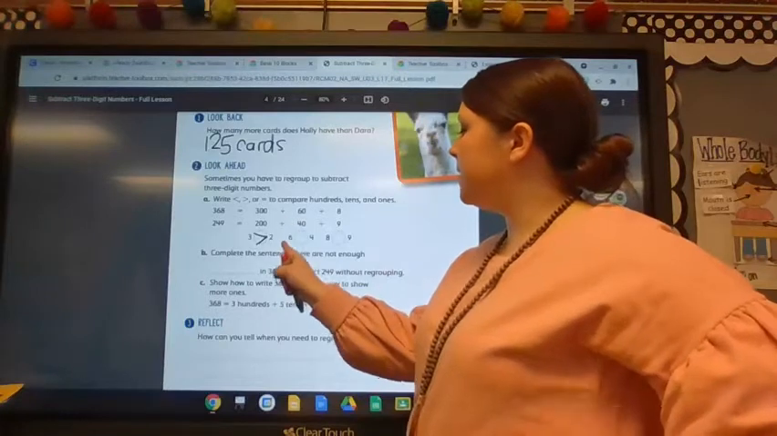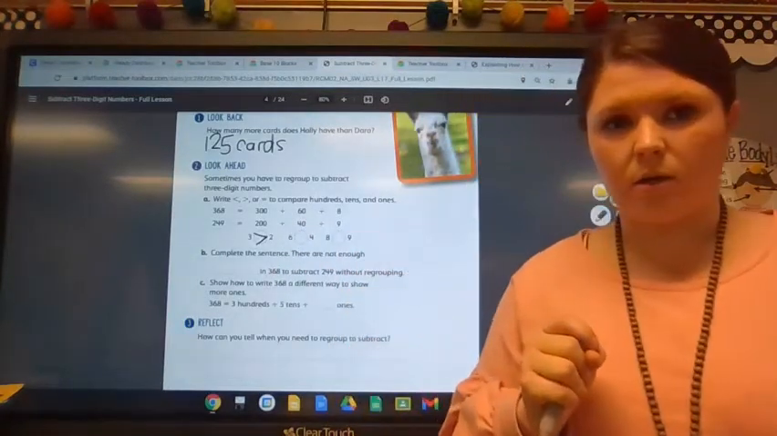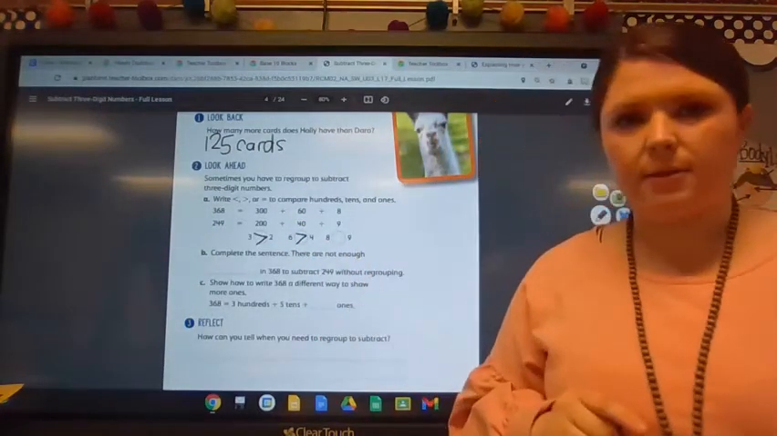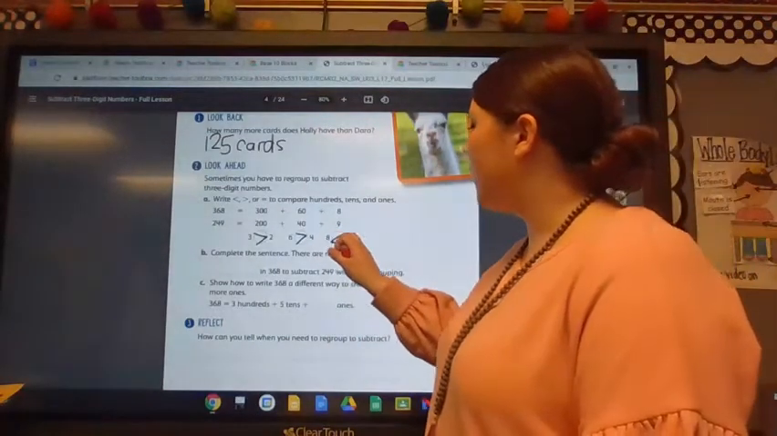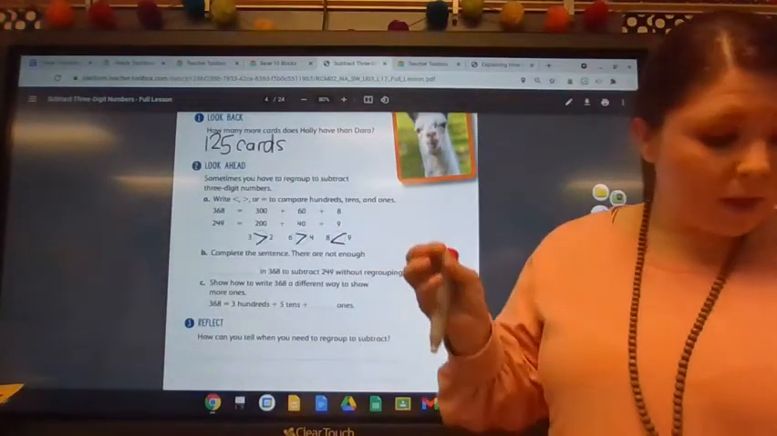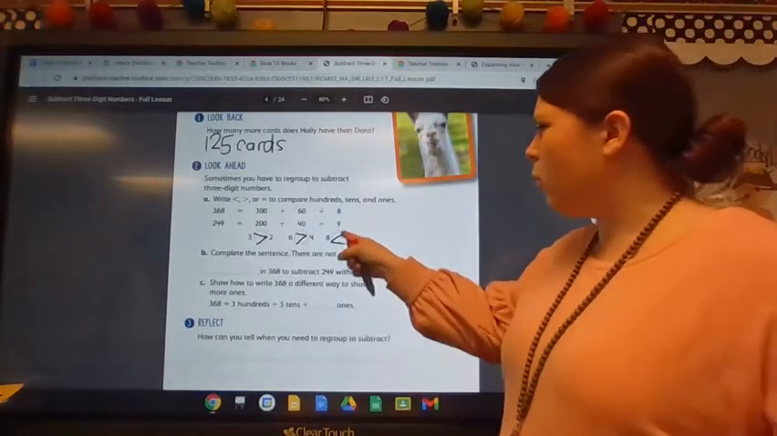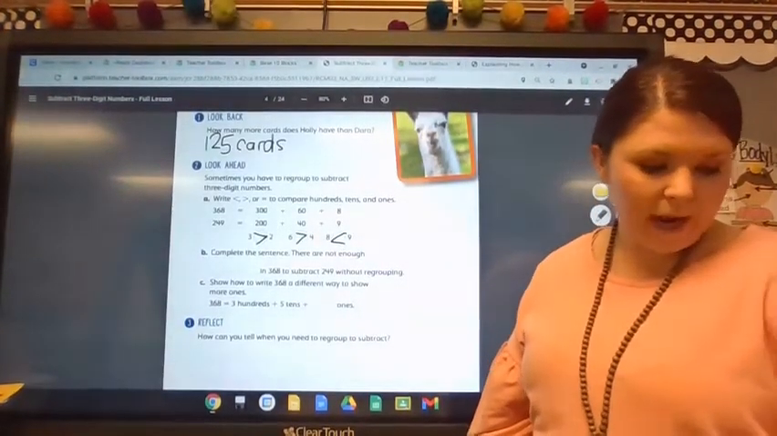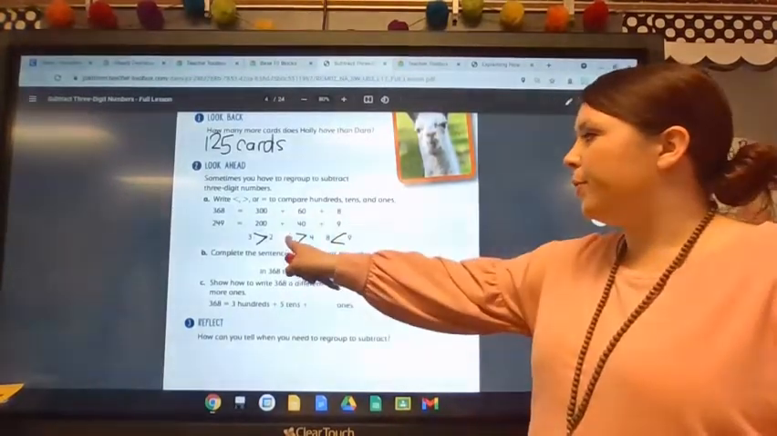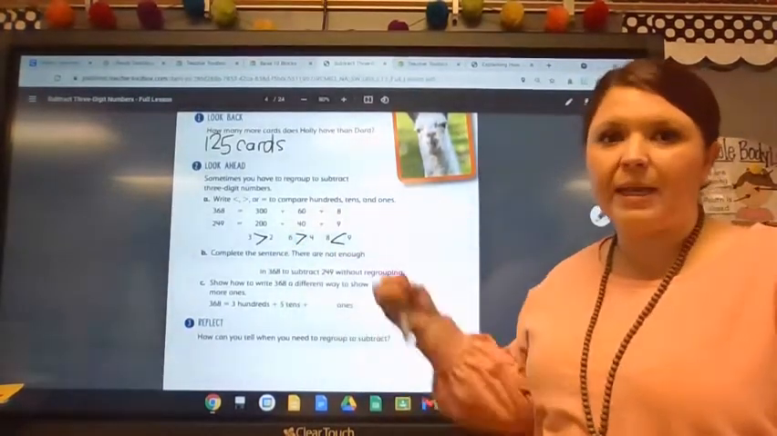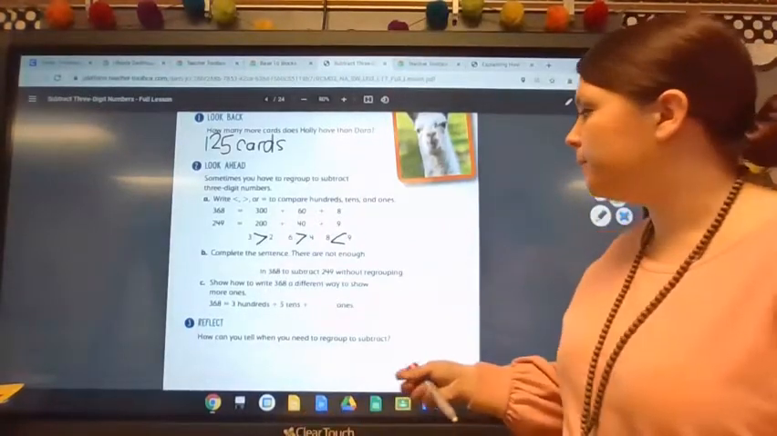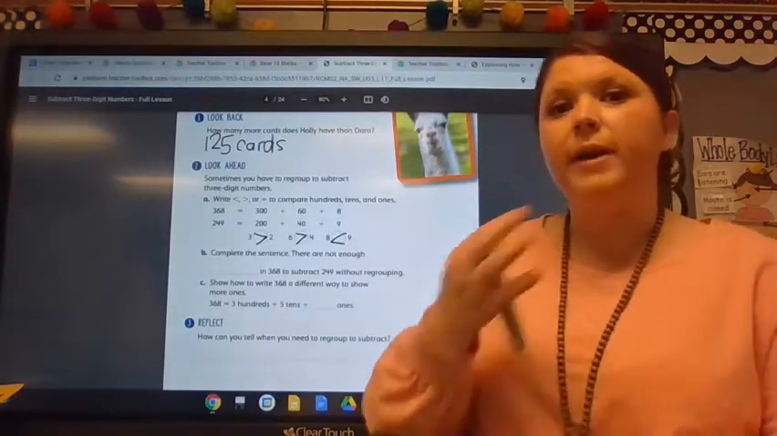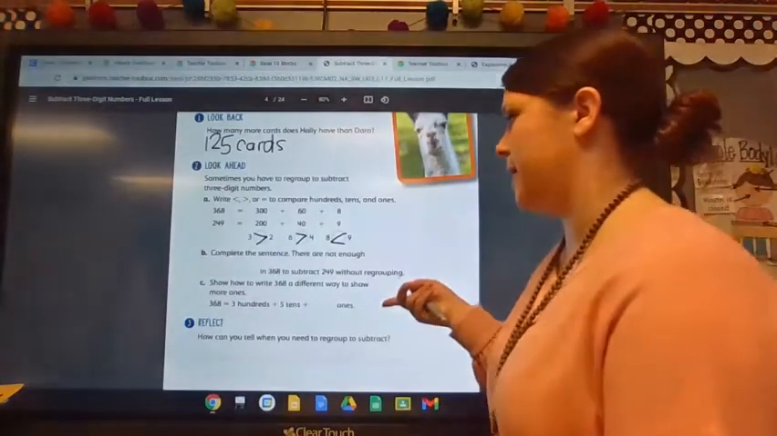All right? 6 tens and 4 tens, which is greater? 6 tens is greater. What about 8 ones and 9 ones? 9 ones is greater. So when we look at those ones, 8 ones is not enough to subtract 9 ones, is it? So we would have to go and take a group of 10 and regroup that into our ones, okay? So whenever we don't have enough ones to take them away, we'll have to regroup our tens.